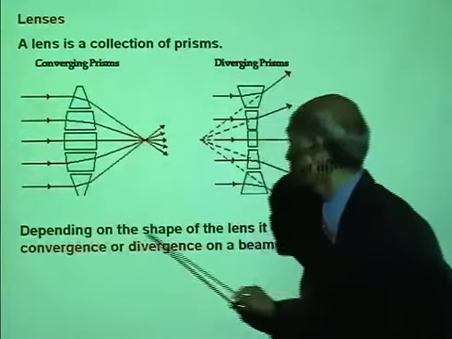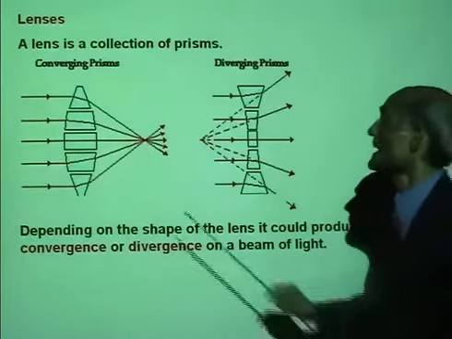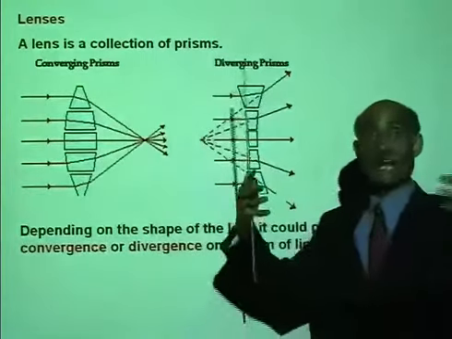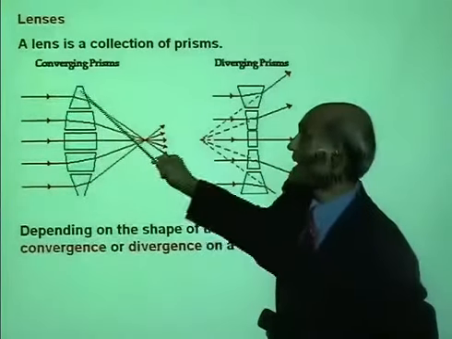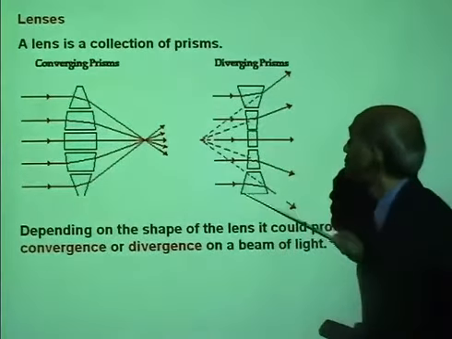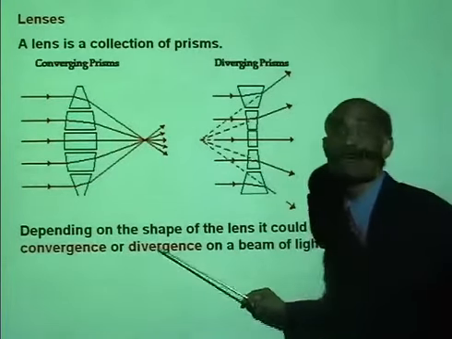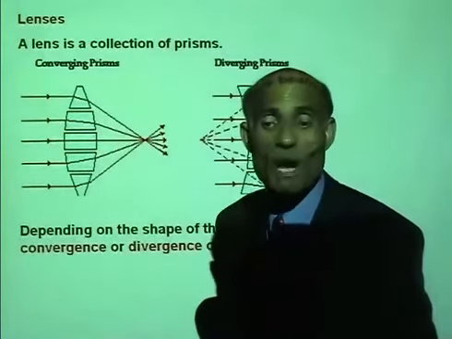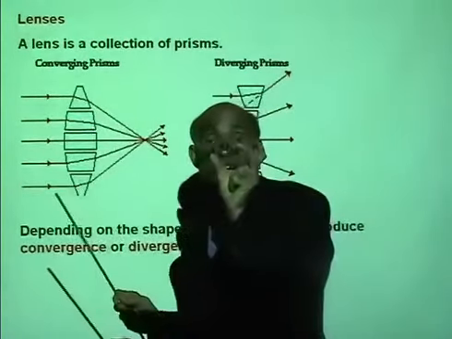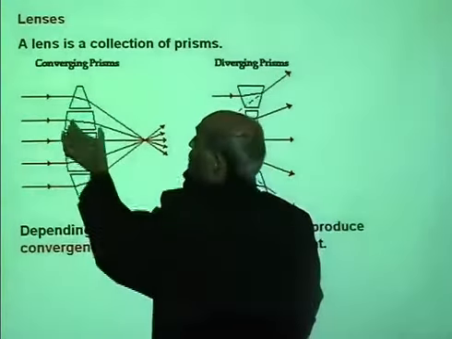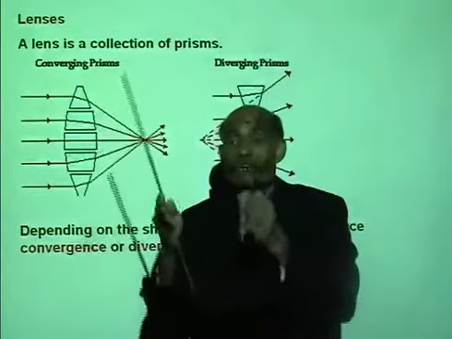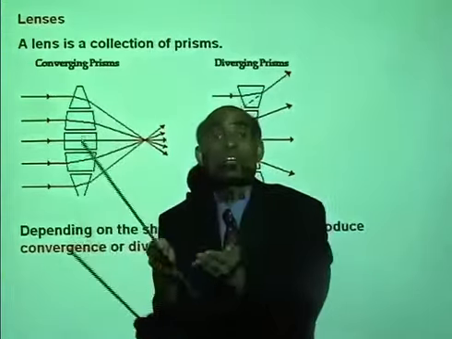Now, depending on the shape of the lens, a lens could either produce a converging effect or a diverging effect. So you can see a lens like this is called a converging lens, whereas a lens like this will be a diverging lens. Tell me, what are the physical properties of a converging lens? A converging lens will be thick at the center, and as you go to the edges, it will become thinner. That is a converging lens.